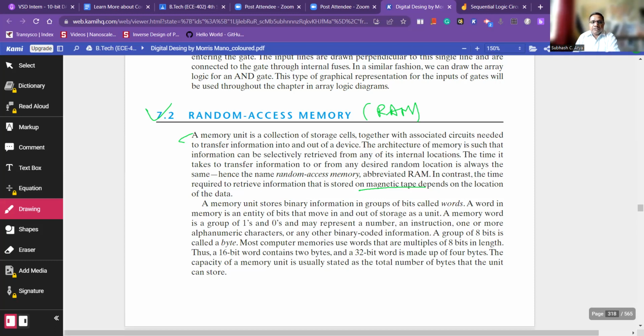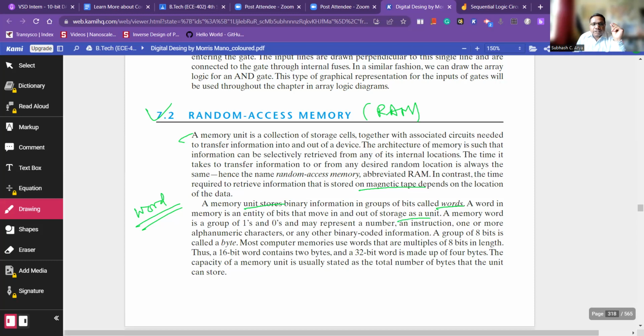It is not random. A memory unit stores binary information in groups of bits called words. A word in memory is an entity of bits that moves in and out of storage as a unit. So while taking information from the memory unit or writing to it, it is not individual bits, it is a word, and a word is a group of bits.